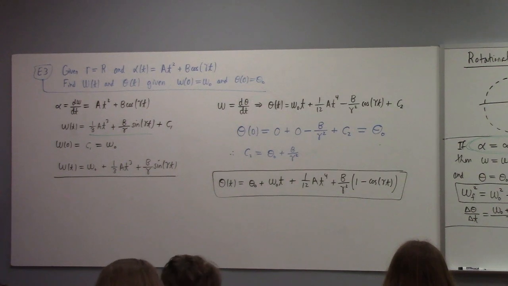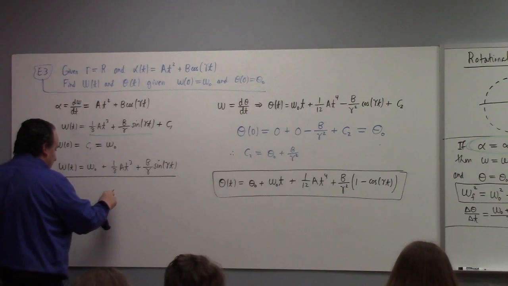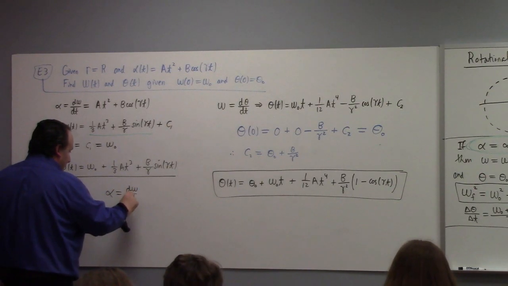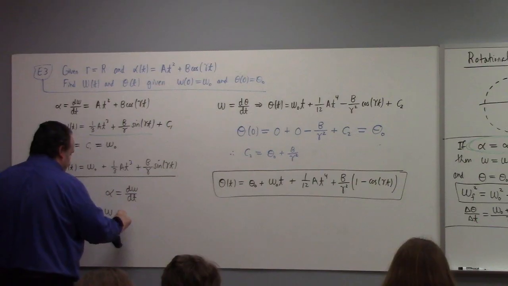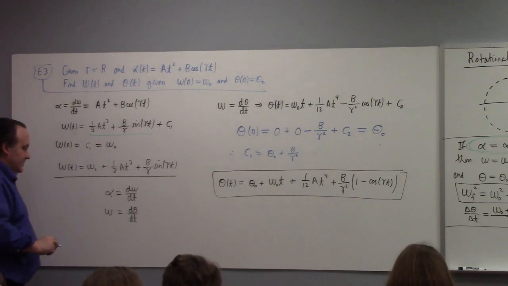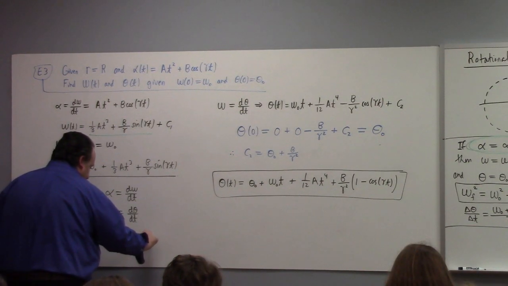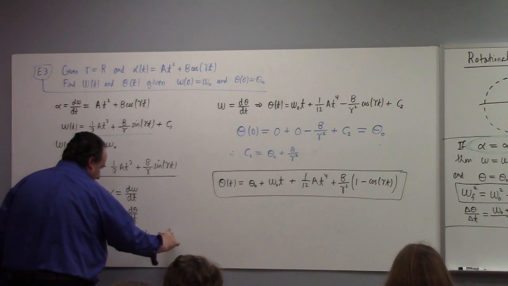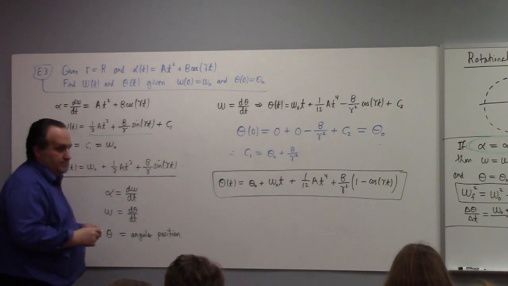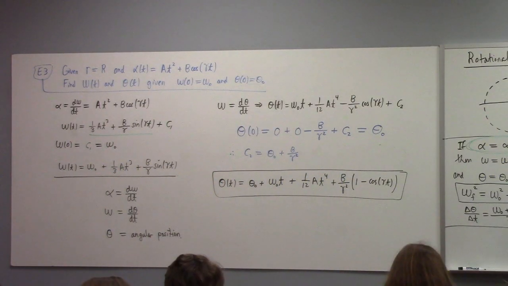So nothing really new here, guys. It's just that now we have to work with what? We've got alpha is d omega dt, and omega is d theta dt, right? And theta is equal to the angular position. But otherwise, the song remains the same in terms of the calculus that we did, right? Any questions?